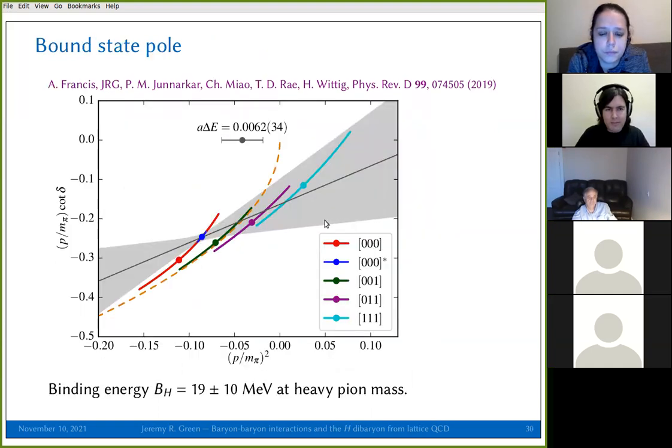And so from that, we can use the Lüscher method. So we got this red point was the ground state in the rest frame, and then by changing the total momentum, you can probe different kinematics. So here I'm showing p cotangent delta versus p squared, and so only this very tiny blue point comes from distillation. The rest are from the other method, the point source method. So then when we fit to these points, we look for the intersection with this orange curve, and this gives us the bound state pole. So that binding energy was 19 plus or minus 10 MeV from this calculation.